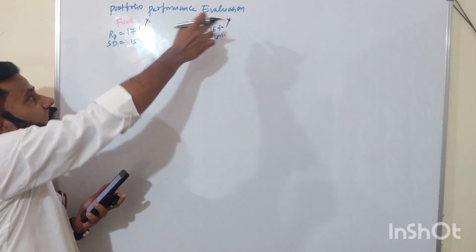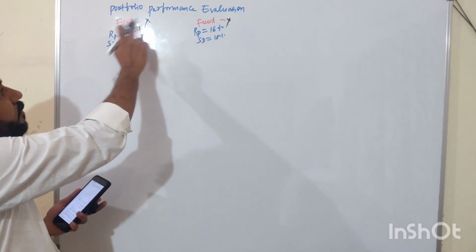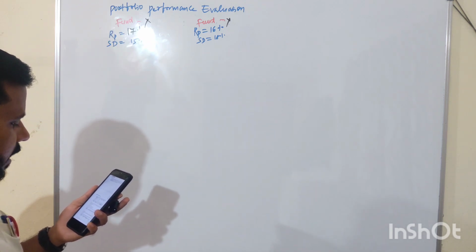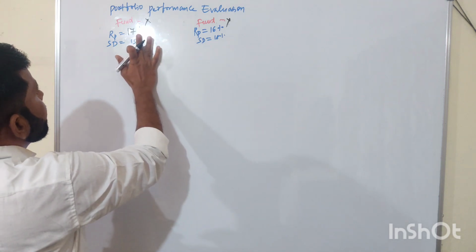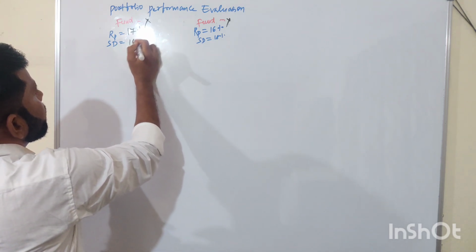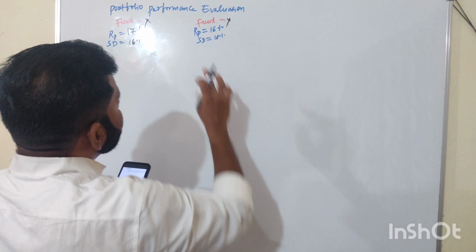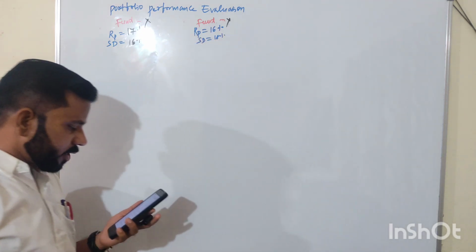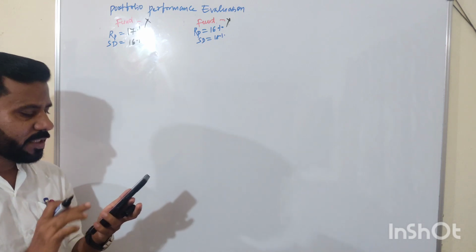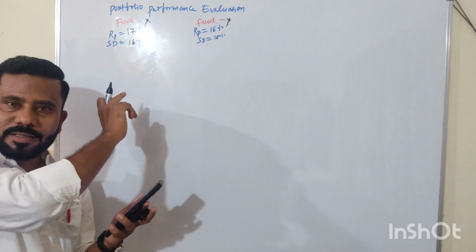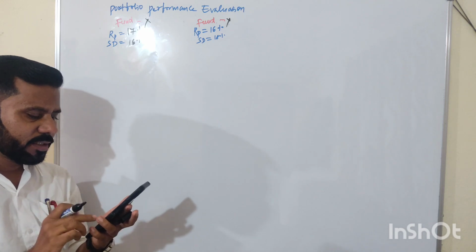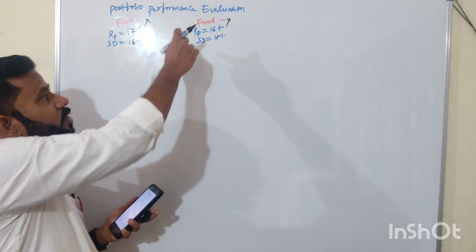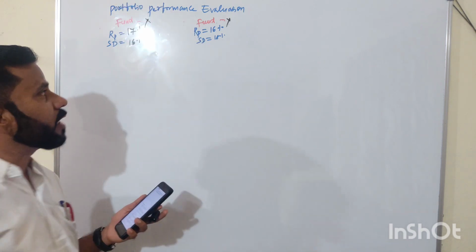Fund X, Fund Y. What is Fund X's portfolio return? 17%. What is the standard deviation of Fund X? 16%. Okay, then what is the portfolio return? Actually, portfolio return is not directly given in the problem. I have written it like that. Average return is given in the problem. Average return we should understand as the portfolio return only.